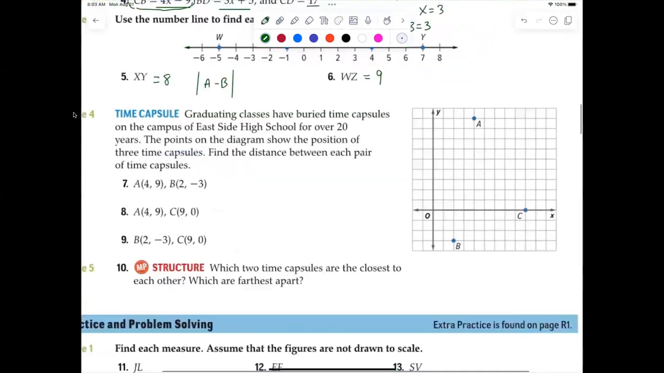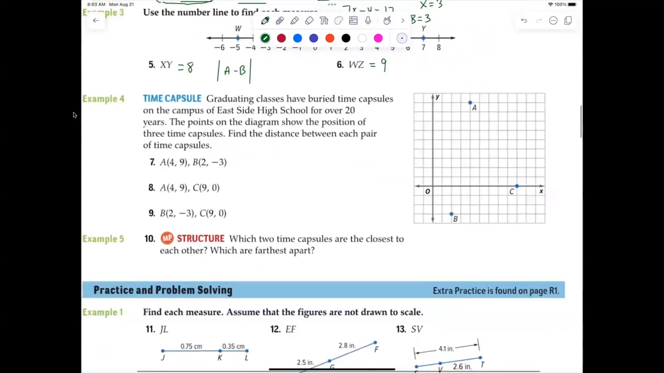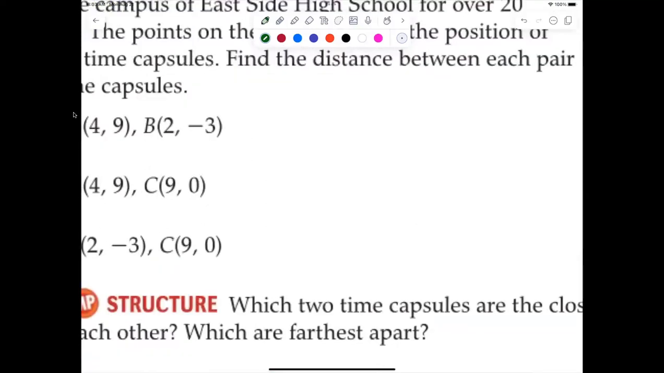So now let's take a look at question number 7. All right, the graduating classes have buried time capsules. The points in the diagram show the position of the 3 time capsules. Find the distance between each pair. So now who remembers from their summer work the distance formula? What is it?